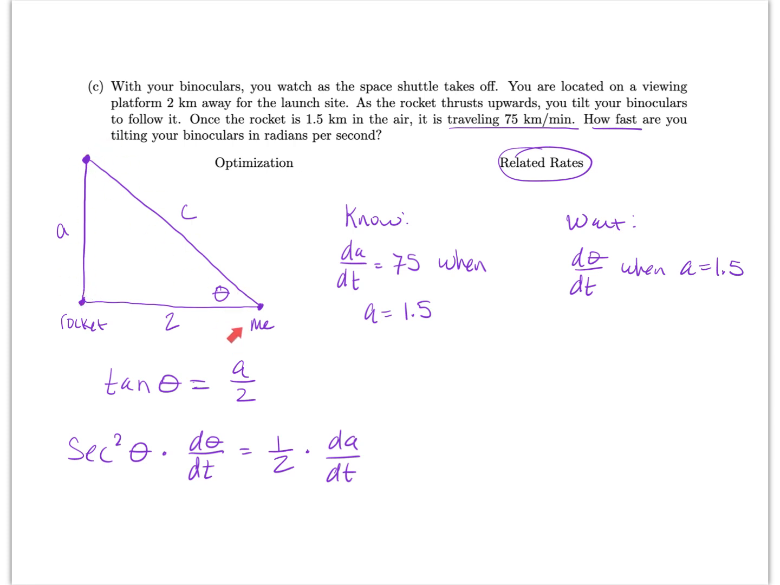So secant is the reciprocal of cosine. So secant is going to be hypotenuse over adjacent. So I need to know what C is at the moment in time I'm interested in. So I'm going to redraw my picture. I know this is 2. I know this is 1.5. And I could find C by using the Pythagorean theorem. So 2 squared plus 1.5 squared equals C squared, and we get 2.5 is the value of C, which means that secant theta is 2.5 over 2.